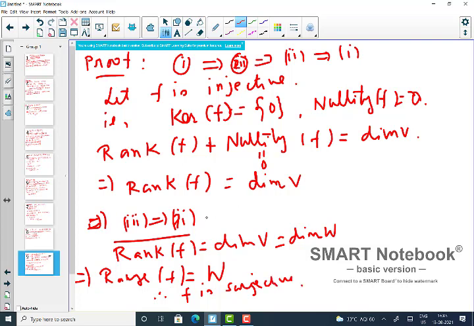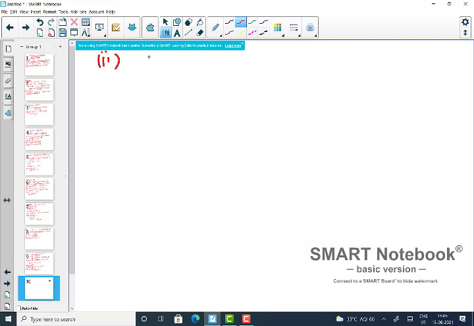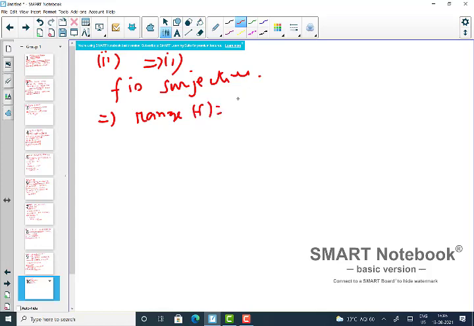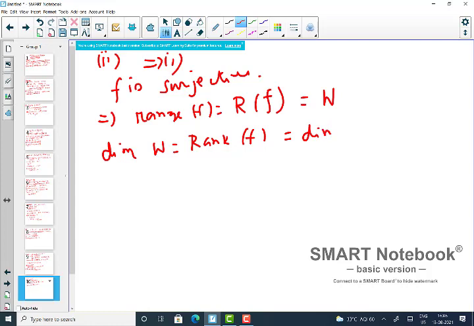This is 3 implies 2, and then 2 implies 1 is also simple. So 2 implies 1 means what? Given that f is surjective, the range space of f, which we call R(f), is W. What does that mean? The dimension of W is the dimension of the range space, which is nothing but the rank of f. But the rank of f equals the dimension of V, as these two are equal: dimension of W, dimension of V.